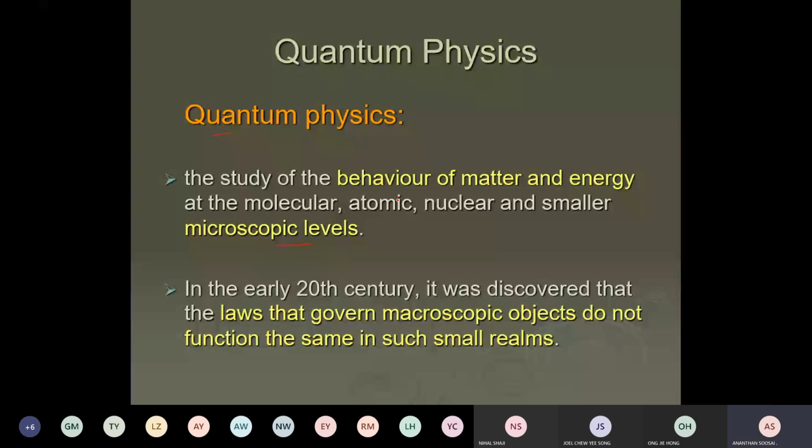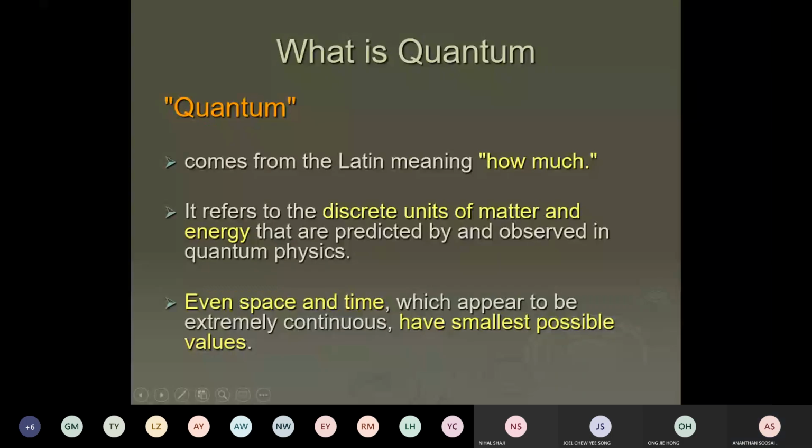Quantum is a Latin word meaning how much, or it refers to a discrete unit of matter. The value is discrete, a fixed value. Even space and time, which appear extremely continuous, have smallest possible values.